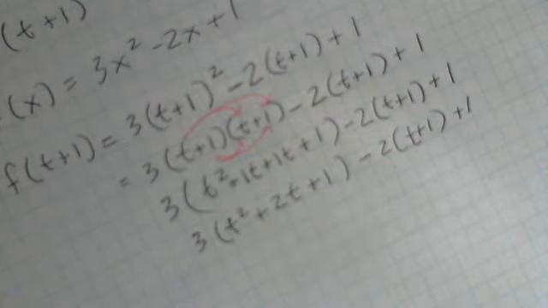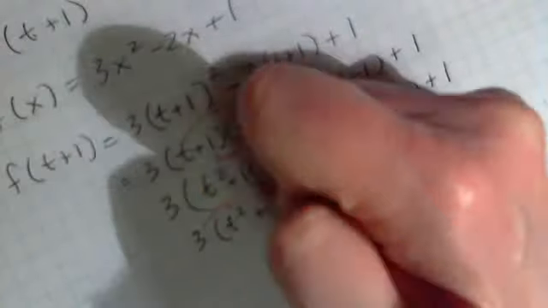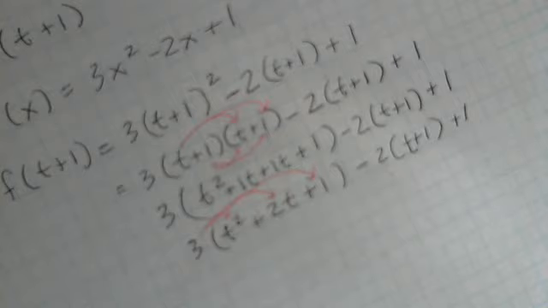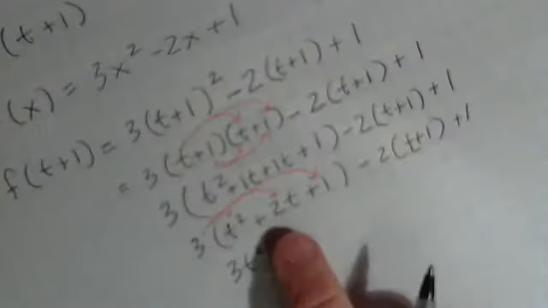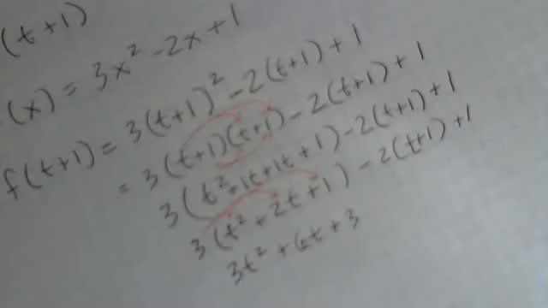Alright, 3 wants to get multiplied by everybody inside. There's no subtraction or addition symbol between the 3 and the parentheses, so that means multiply. 3t squared plus 3 times 2 is 6t, plus 3 times 1 is 3. Now I don't need the parentheses anymore.